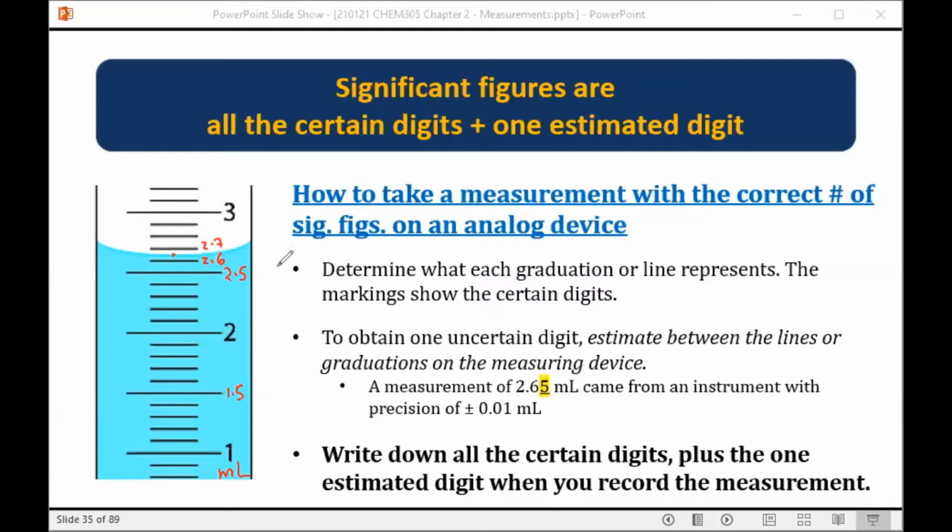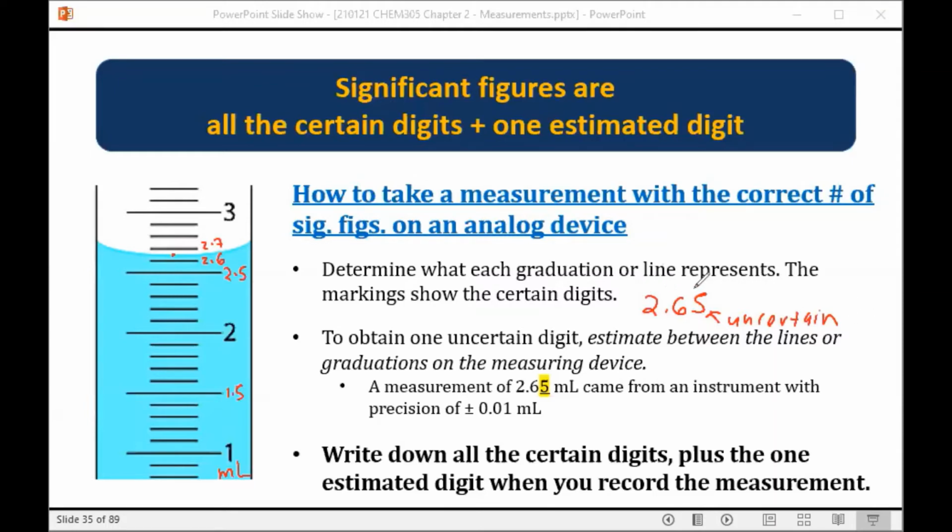To me, it looks like it's exactly between 2.6 and 2.7. So I might record this measurement as 2.65. My uncertain digit is that 5. That's the one that I had to estimate.